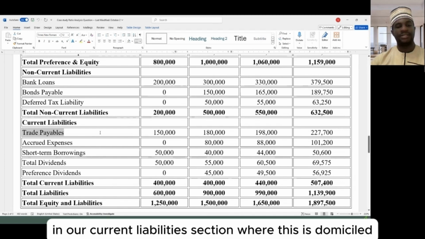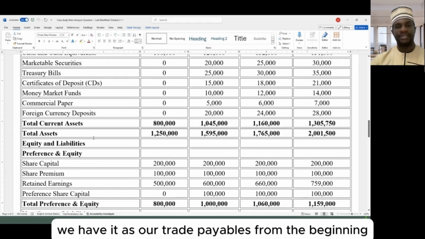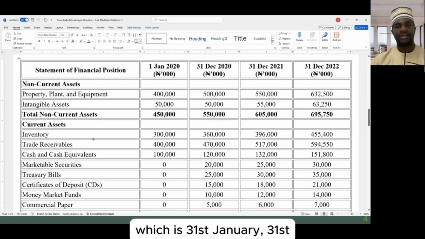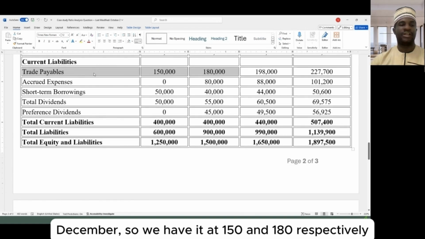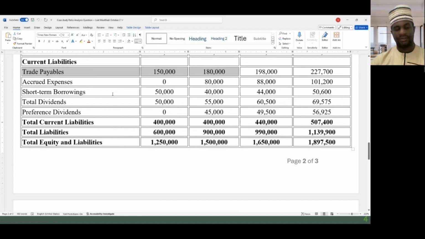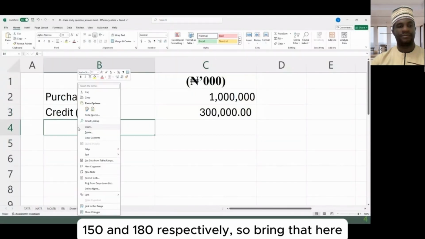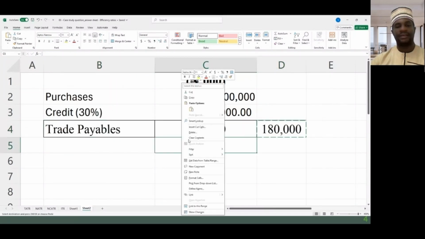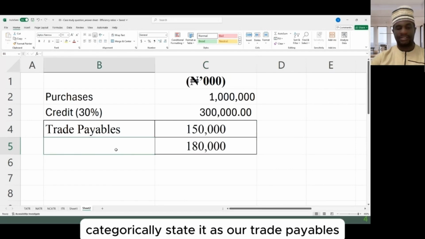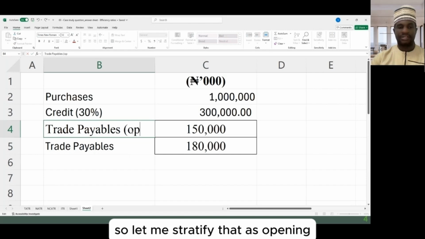So in our current liability section, where this is domiciled, we have our trade payables from the beginning, which is 1st January, to 31st December. So we have it as 150 and 180 respectively. 150 and 180 respectively. So bring that here, categorically stated as the trade payables. So let me stratify that. It's opening.